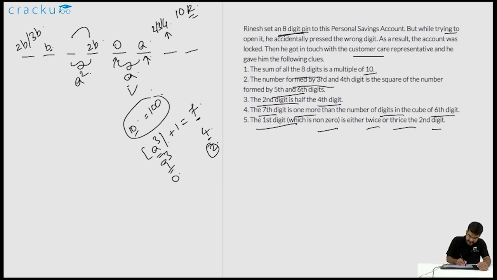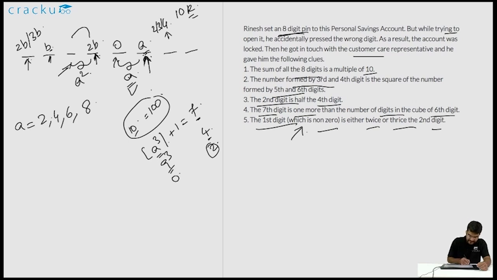We know that the square of a is the third and the fourth digit, and we know that the fourth digit is an even number, it is 2b. This would imply that a is also even. So a cannot be equal to 0, because if a is 0, then 2b will also be 0, then b will also be 0, and the first digit will also be 0. But we know that the first digit is non-zero. So a cannot equal 0, but we know that a is an even number. So a can equal 2 or 4 or 6 or 8.